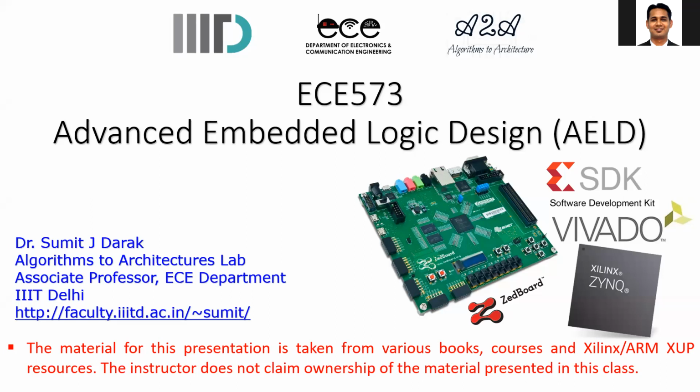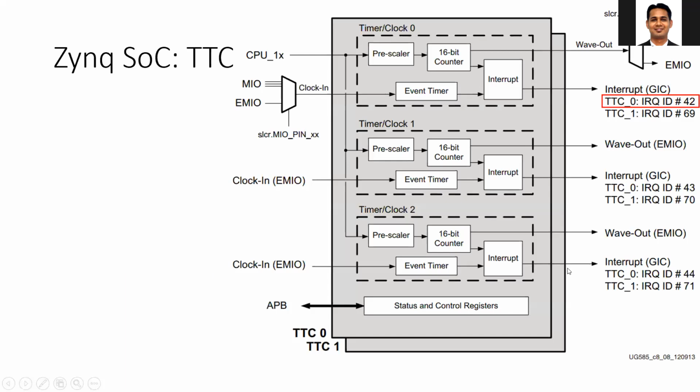The name of this timer is the triple timer counter. So the Zynq TTC, you can see that it indicates it has the triple timer counter. That means it has three parallel counters. So you can see that this is the one timer counter, it is the second one, and this is the third one. That's why it is called a triple timer counter.